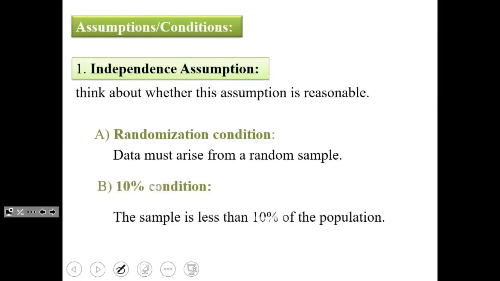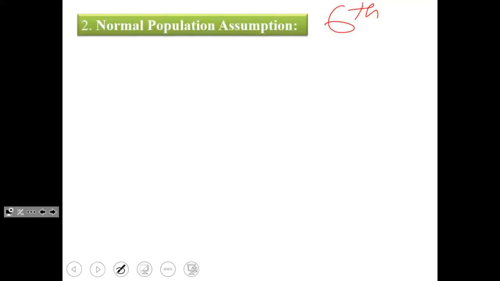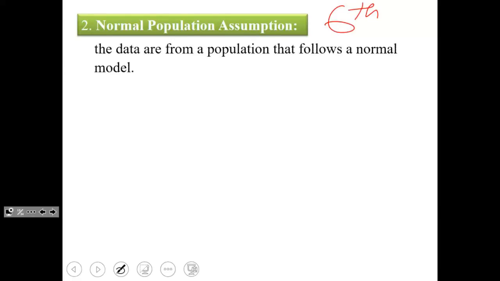But secondly, did we make sure we sampled less than 10% of the population? So another very important thing we have to do. Now, going along with all of this, we have another assumption that we're going to deal with. It's called the normal population assumption. What we're doing is, our data is coming from a population that follows a normal model. Now, this is an assumption because, as we said, we don't know that our population follows a normal model.